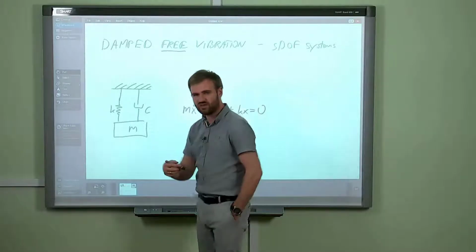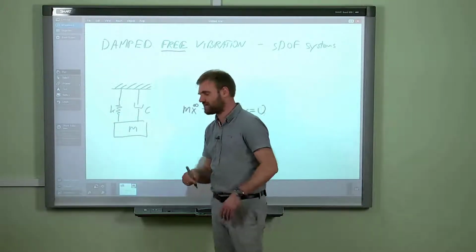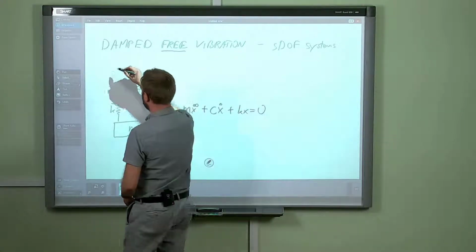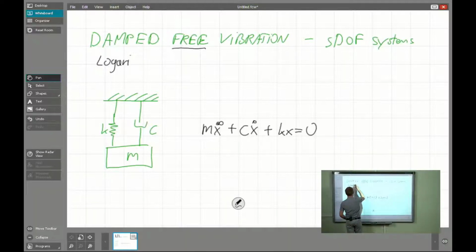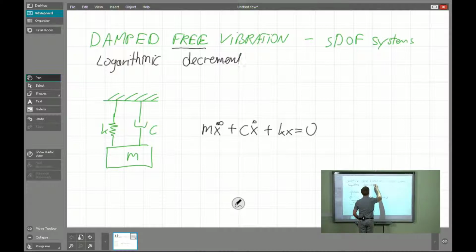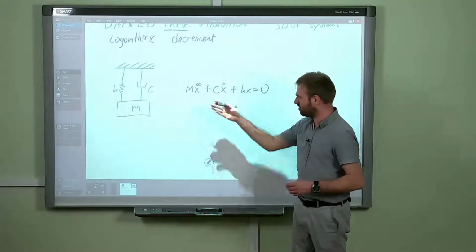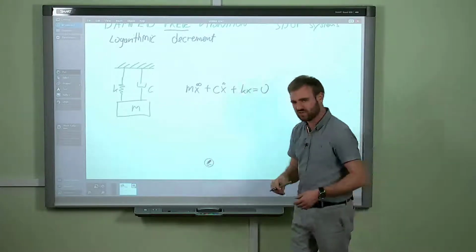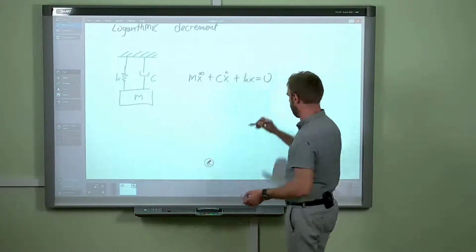And today we will introduce some interesting measure of the damping in the system, which is called logarithmic decrement. It will be some measure of the damping in our system, which will be quite useful and which will be quite easy to calculate. Okay, and how to deal with that measure?